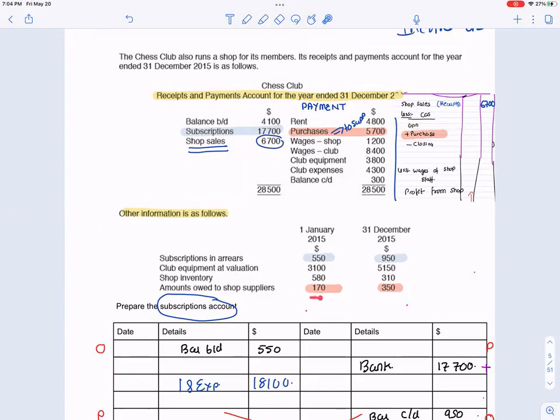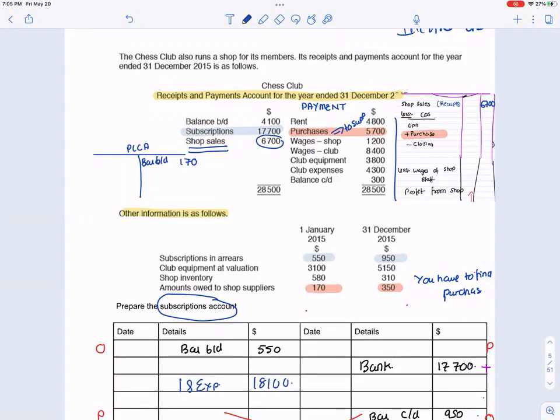You will see some information down: amount owed to shop suppliers. Can you see this? That means you have to find purchases. And how will you find purchases? You know how to make a payables account? Opening balance, which side? Credit side.